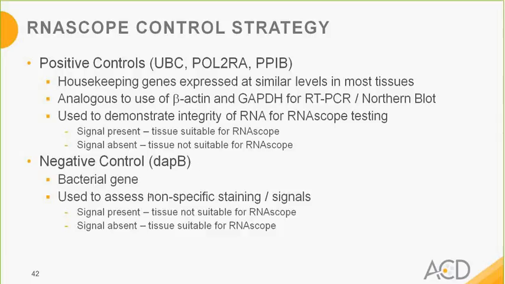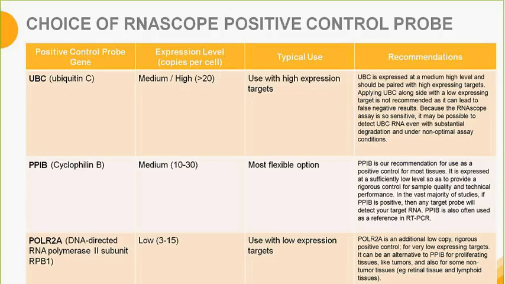DapB is used to assess nonspecific staining and nonspecific signals. And in general, if signals are present, the tissue is not suitable for RNAscope, indicating that there is a high degree of background staining. Whereas if the signal is absent, indicating that no, or essentially no, nonspecific staining is seen, the tissue would be suitable for RNAscope.